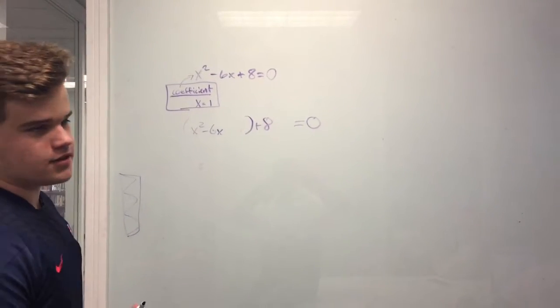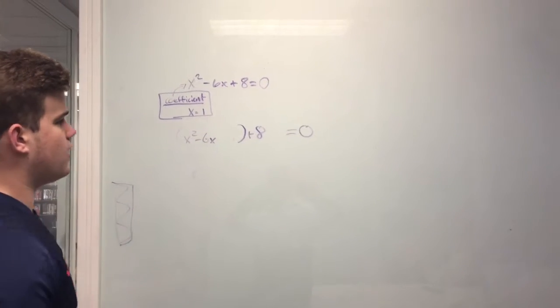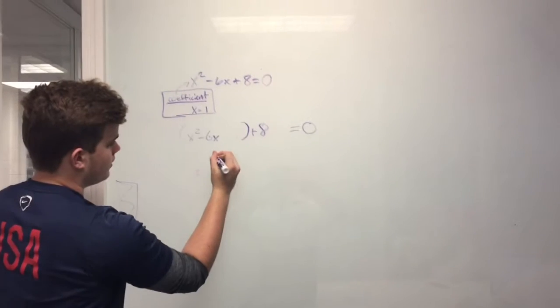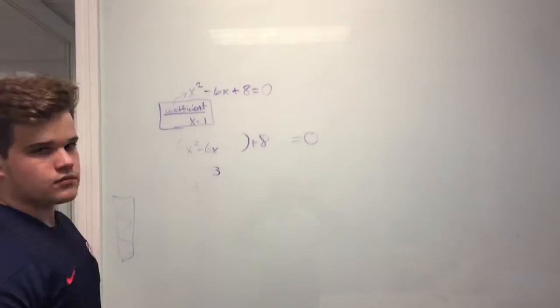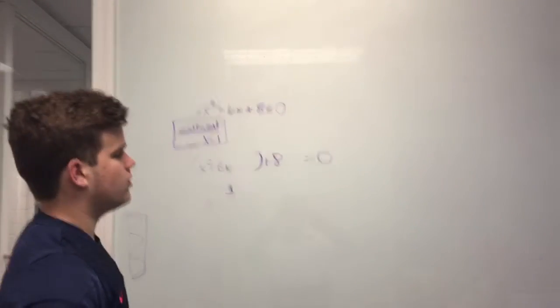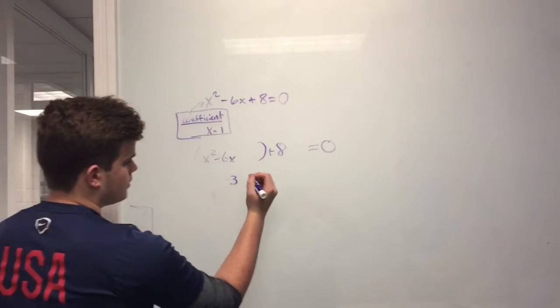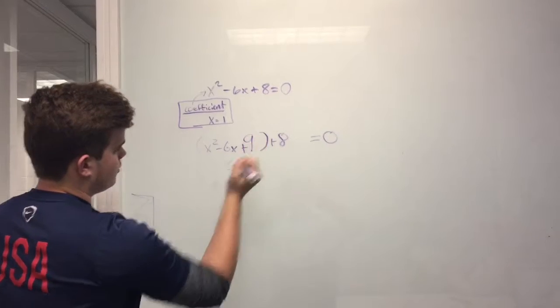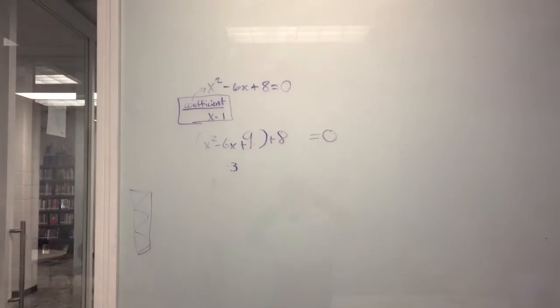The next step is to take the coefficient of the just plain x value and take it down and divide it by 2. So in this case, it would be -3. Then you take the value that you got from that equation and square it. So -3 squared equals 9. And you take that number and you put it back into the equation. So you'll get x squared minus 6x plus 9.